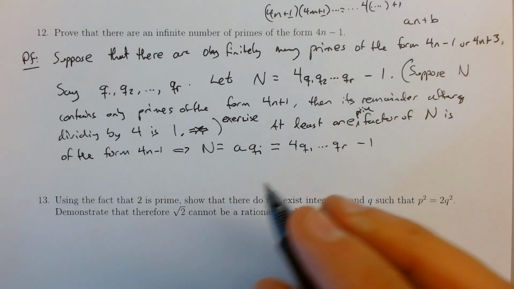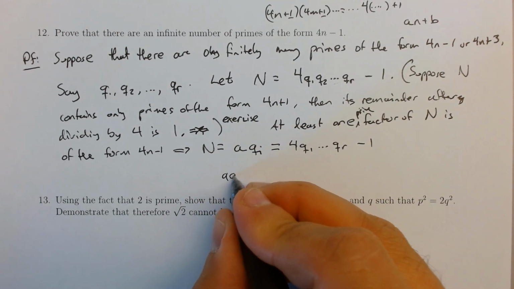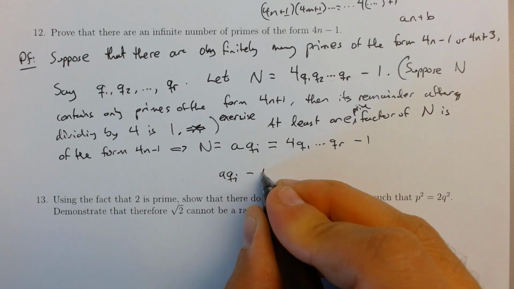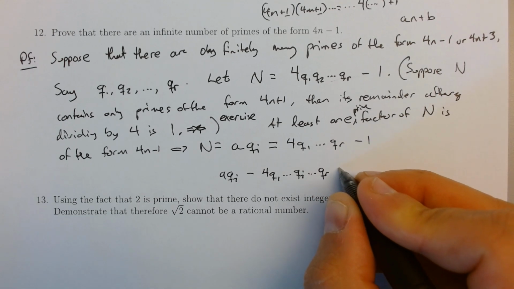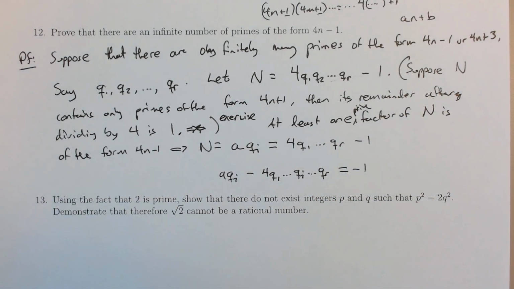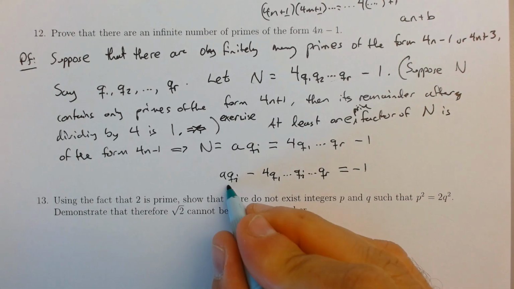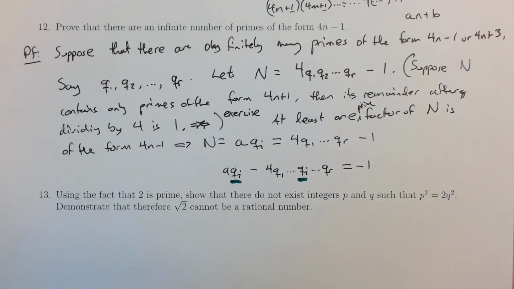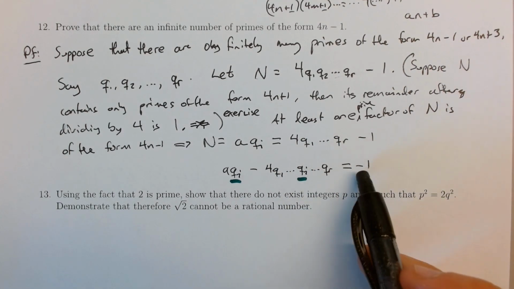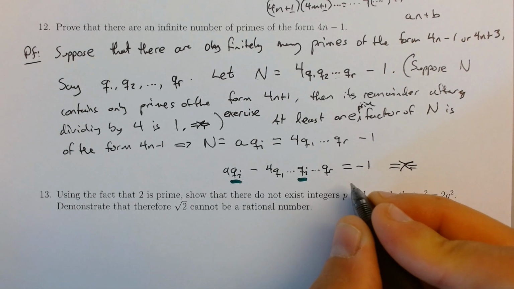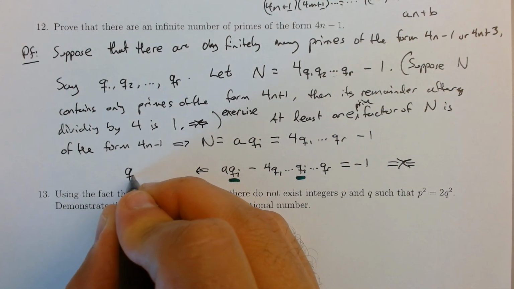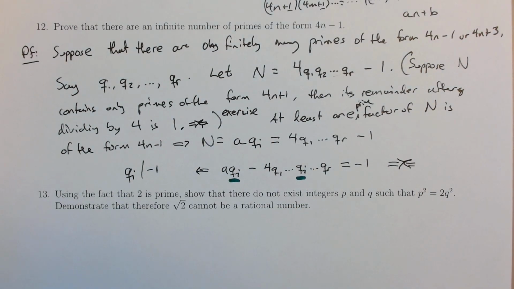And so if I move this to the other side, I'd get a qi minus 4q1, somewhere along the line is qr, that this would be minus 1. But that's where our contradiction comes from, because on the left-hand side, we have two QIs, so we could factor that out. So we have some prime times some number is -1. That's not possible. Or, in other words, this is actually implying that QI divides -1. So that's certainly impossible.